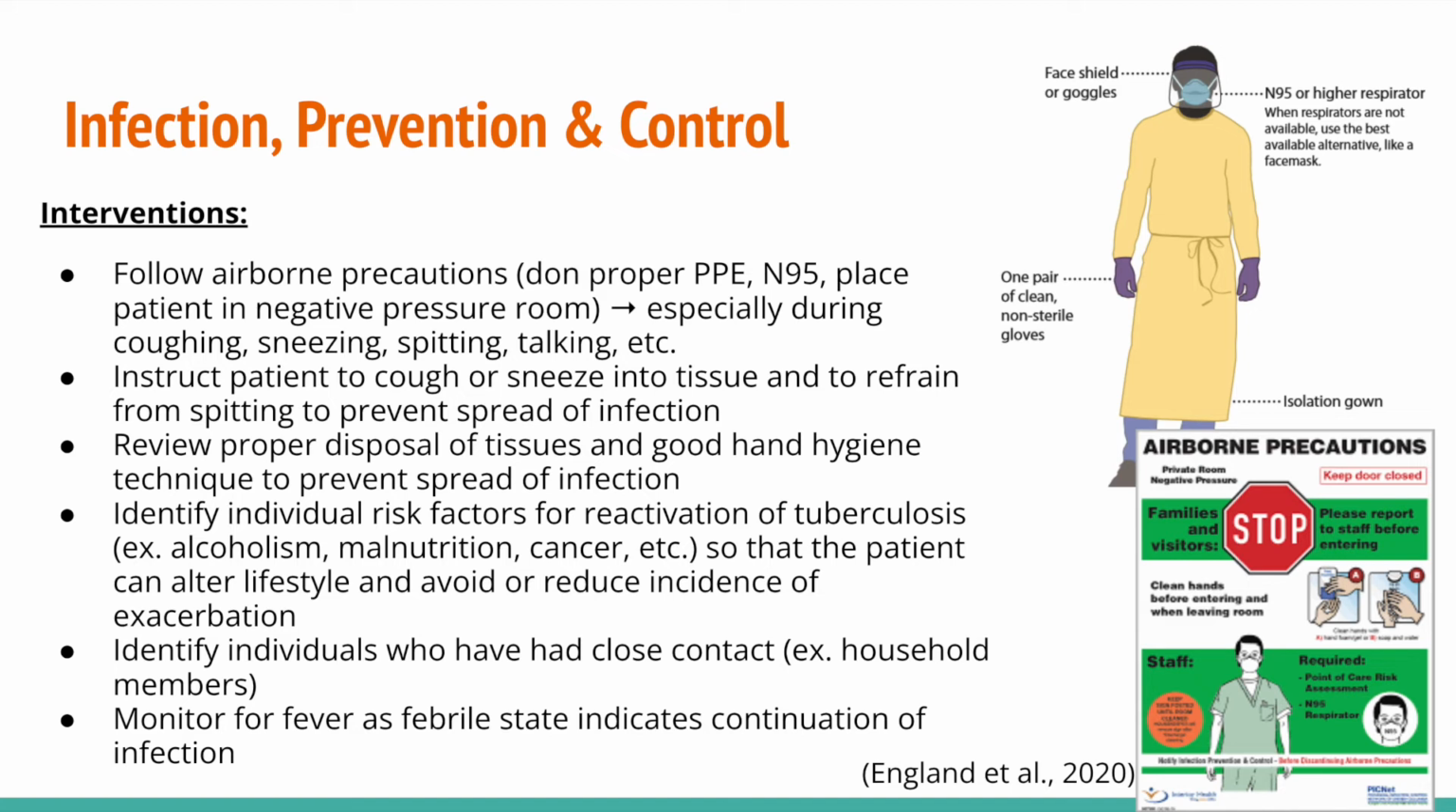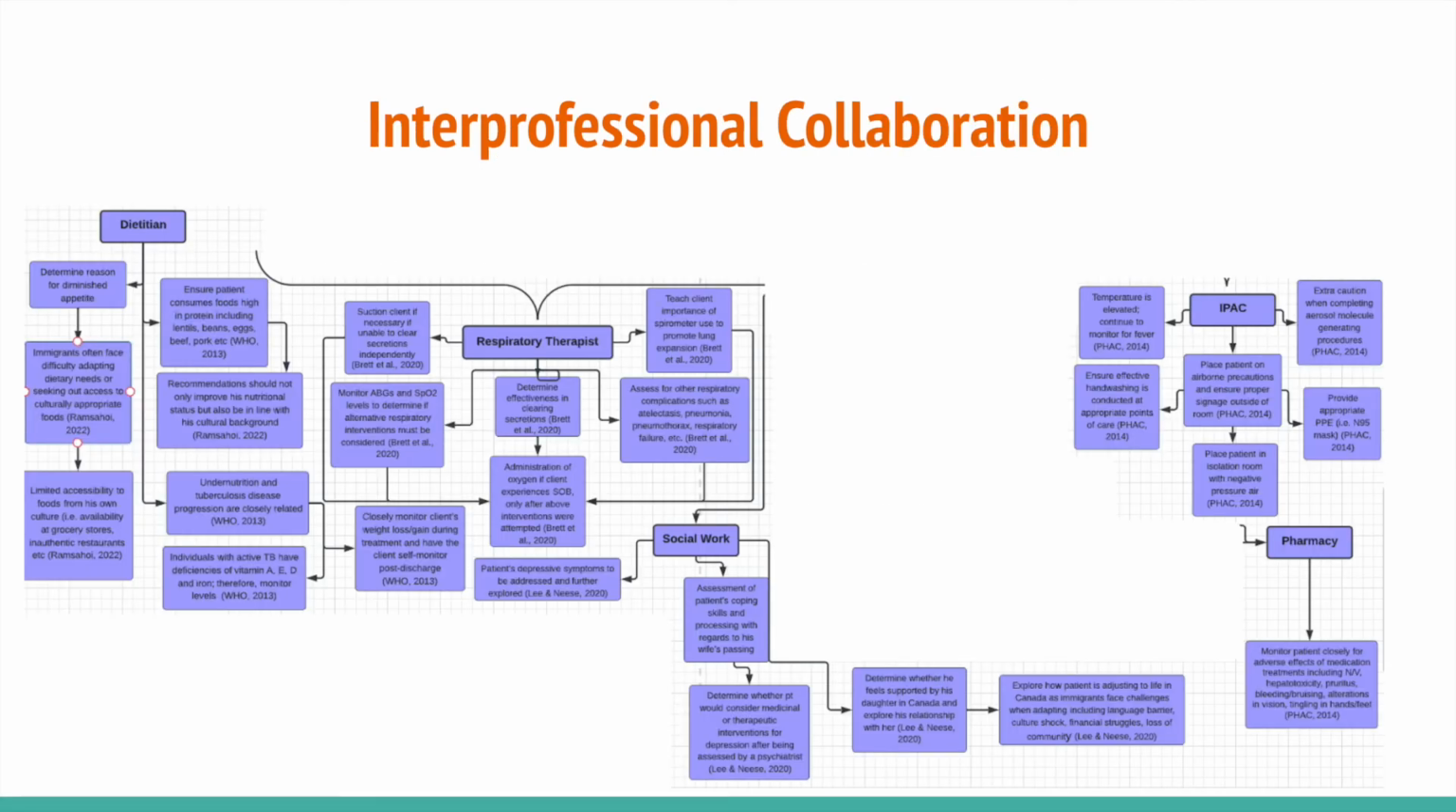It is also important to identify individuals who have had close contact with the patient. In addition, the nurse must identify individual risk factors for the patient's reactivation of tuberculosis, such as alcoholism and cancer, so that the patient can alter their lifestyle to reduce the incidence of tuberculosis exacerbation.